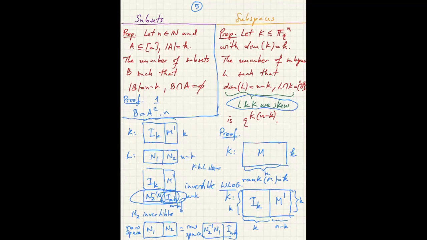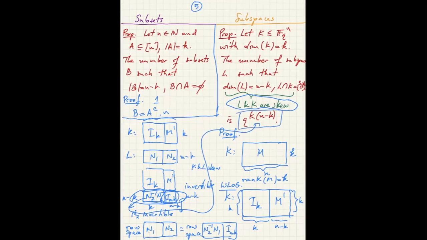Well, the bottom corner is identity. There's not much there. But if we look at this matrix here, it has n minus k rows, and it has k columns. Therefore, the matrix has k times n minus k entries, and each entry can be filled with an element from the field which has q elements. So the number of L's is going to equal the number of matrices in that bottom left corner, which is q to the power k times n minus k.